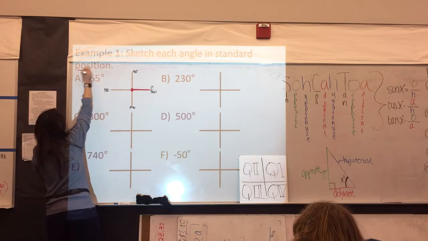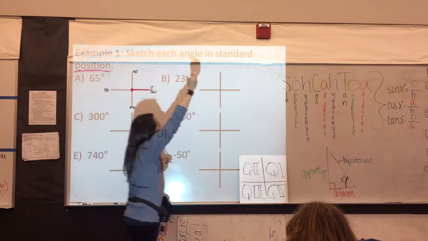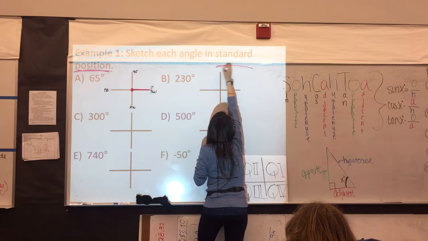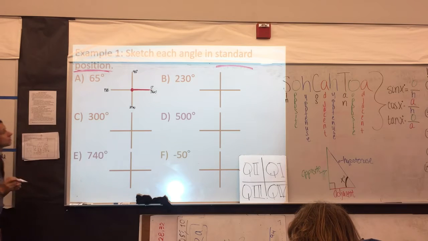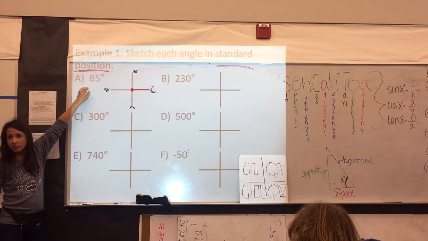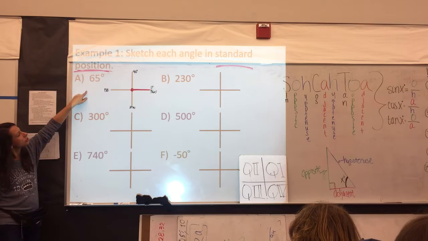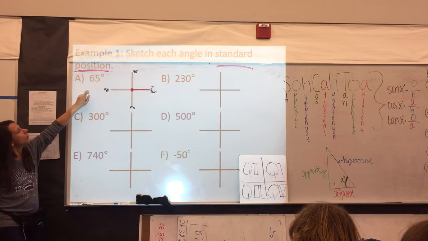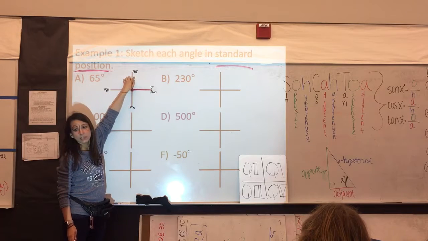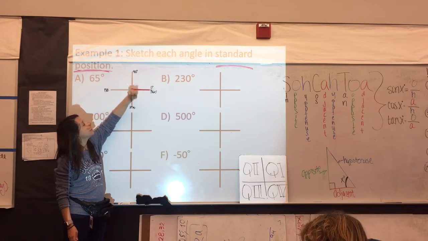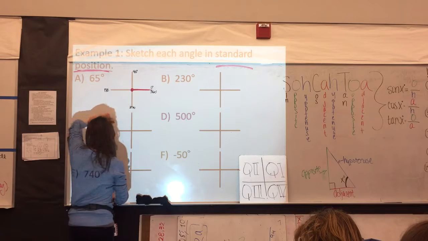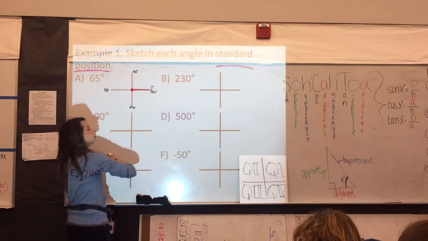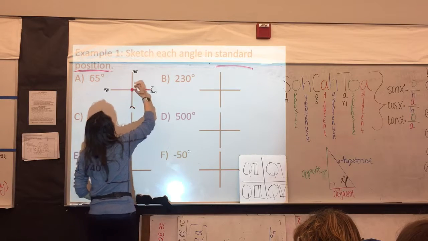This part's really important because we're going to learn about other angles on Monday next week. They won't be standard position. Okay? Then we have to figure out what quadrant 65 is in. Which quadrant does this one belong in? 1, because it's between 0 and 90. Okay? Now, is it closer to the 90 or closer to the 0? Closer to the 90. So now you sketch your terminal side.